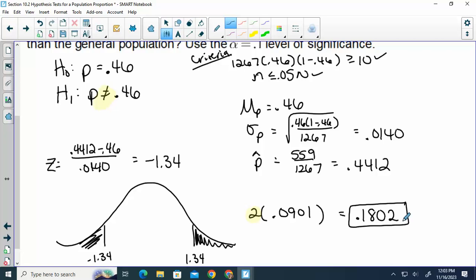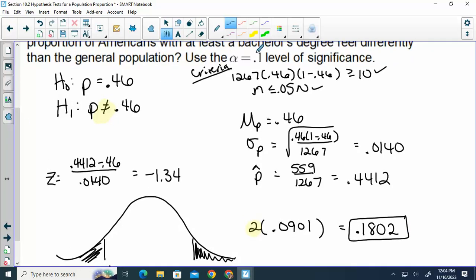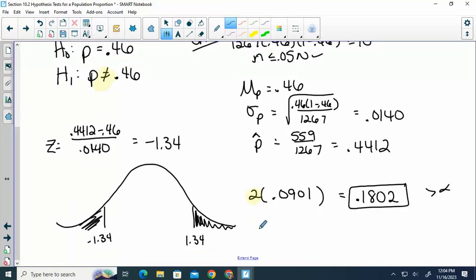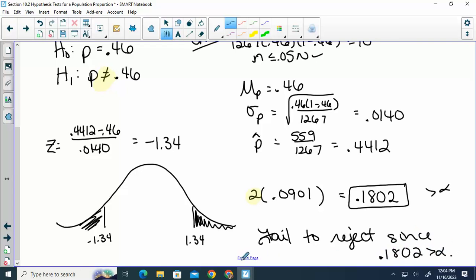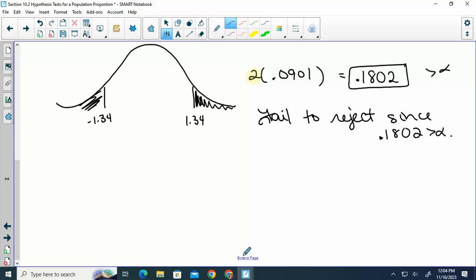So that means if the null hypothesis is true, there is about an 18% chance we got a sample like we did. Is that unusual? No. Our guideline here, my alpha was 0.1. We reject if this is less than alpha. This is greater than alpha. So we would fail to reject, because the probability is bigger than alpha. Does that mean the null hypothesis is true? Not necessarily. It just means I didn't prove it was false.